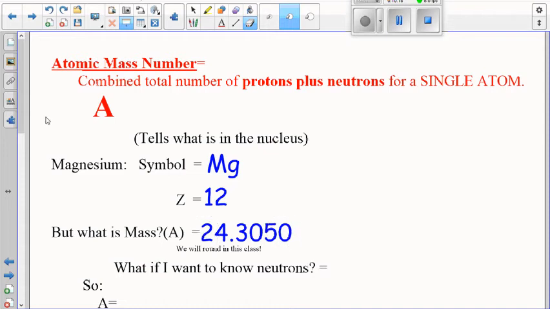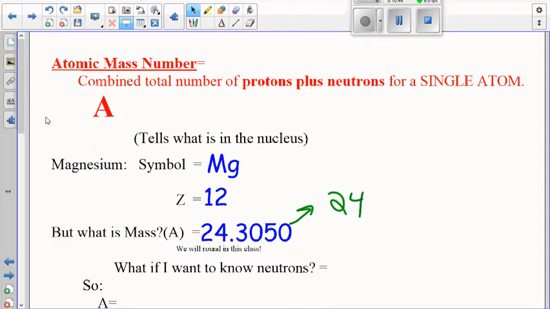Now, one question remains: what if I want to know the number of neutrons? Does that mean I have 0.3050 neutrons somewhere? How does that work? Here's what we're going to do. With atomic mass numbers, and I'll explain why in the next slide, we are just going to read these as the closest whole number. So the closest whole number to this would be, okay, we're just going to call this a clean 24.